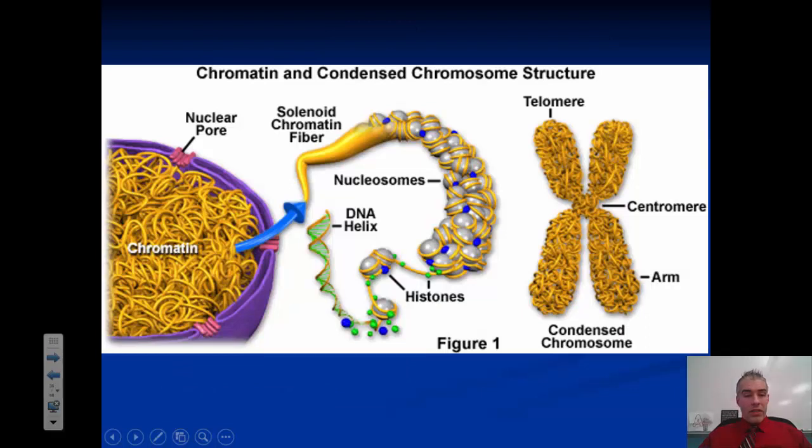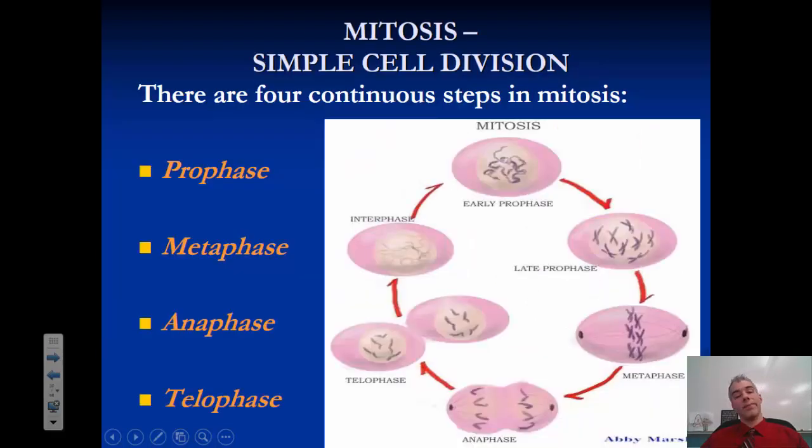So here's showing you chromatin, the jumbled up mess of DNA, and then it gets wound around histone proteins, eventually forming the chromosome structure. And this is again showing a copied chromosome. Each of these is identical to each other, and they're called sister chromatids in that case.